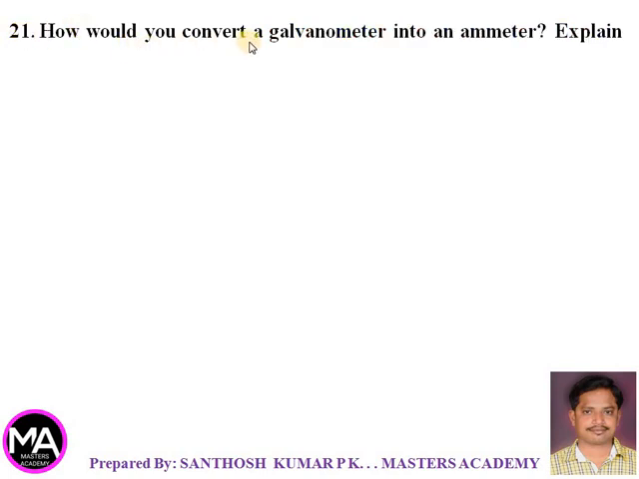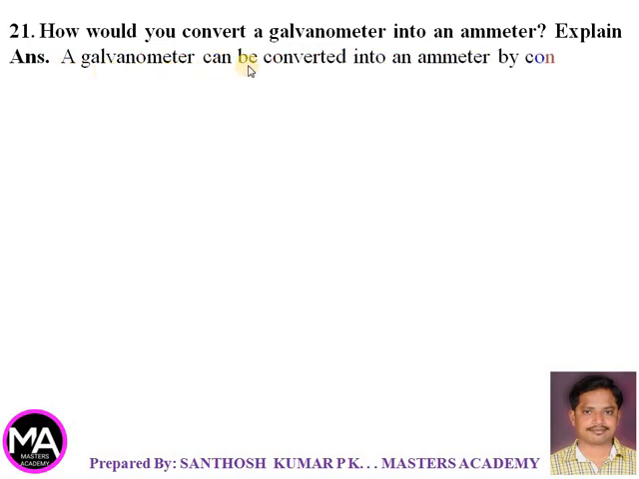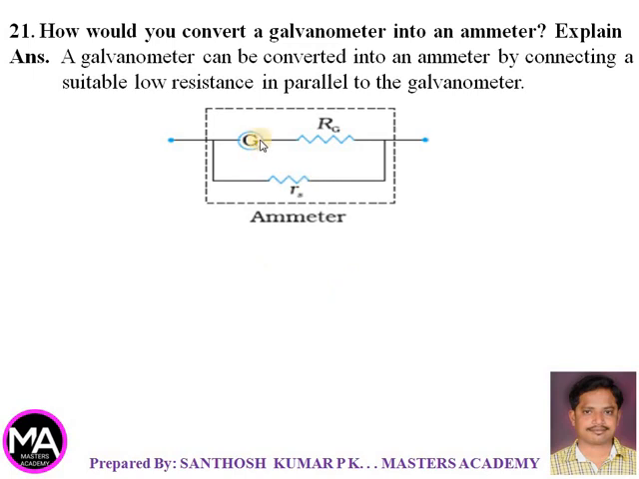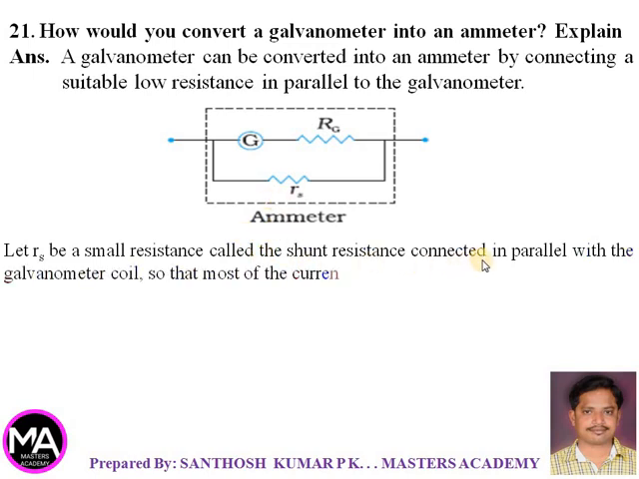Next, 21. How would you convert a galvanometer into an ammeter? Explain. Answer. A galvanometer can be converted into an ammeter by connecting a suitable low resistance in parallel to the galvanometer. Let us consider this is a galvanometer. This RG represents the resistance of the galvanometer. To convert this galvanometer into an ammeter, you have to connect a low resistance called shunt resistance in parallel with the galvanometer. Here RS is a small resistance called shunt resistance connected in parallel with the galvanometer coil, so that most of the current passes through the shunt resistance.